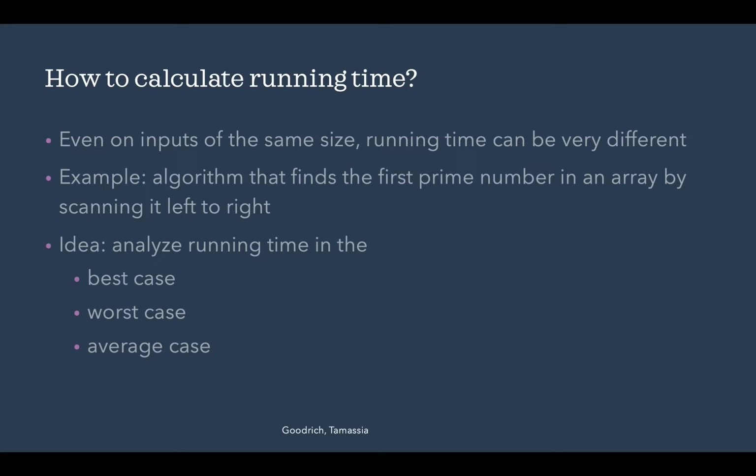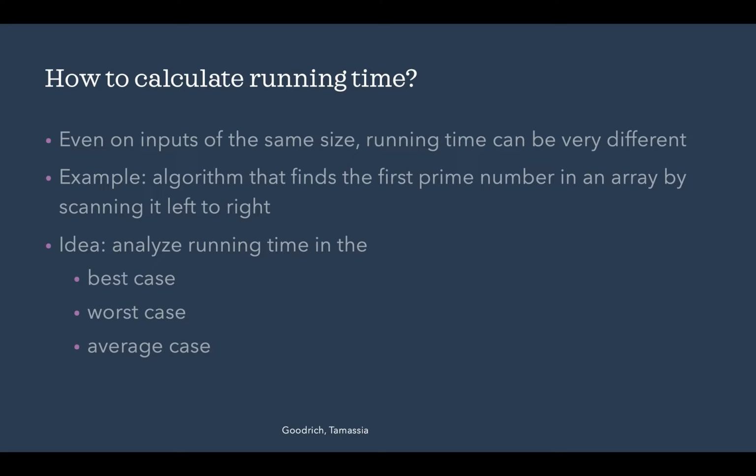Okay, so 5, the first element in the array itself, is a prime number, so it will return. It will not check the remaining elements. So the best case is when the first prime number is at the first location of the array. Okay, so what could be the worst case?